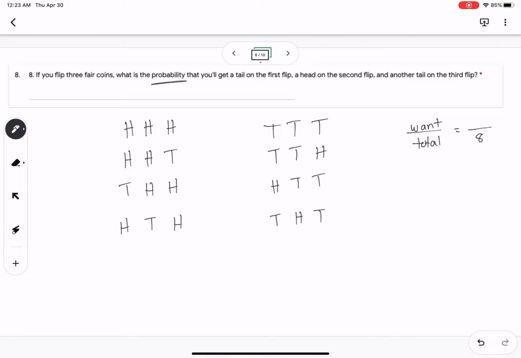Now, the probability that you'll get a tail on the first flip, a head on the second flip, and another tail on the third flip. So it's looking at that specific order, tail, head, tail. And the only one that has tail, head, tail in that order is that one. And there's only 1 out of those 8. So that is your probability.